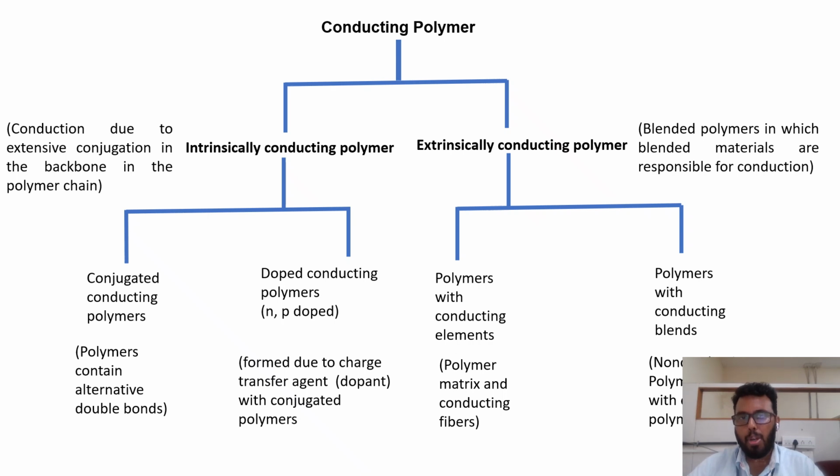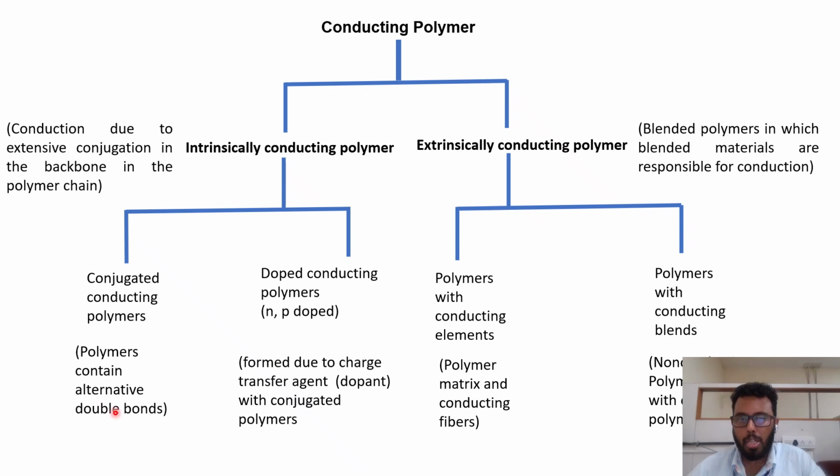Now the conducting polymer introduction is over. Let's see the classification of conducting polymers. The conduction is due to extended conjugation, as we already saw, in the backbone of the polymer chain. There are two major types: one is intrinsically conducting polymer, the other is extrinsically conducting polymer. Intrinsically conducting polymers can be classified into two types: conjugated conducting polymers and doped conducting polymers. Doped conducting polymers means N and P doping.